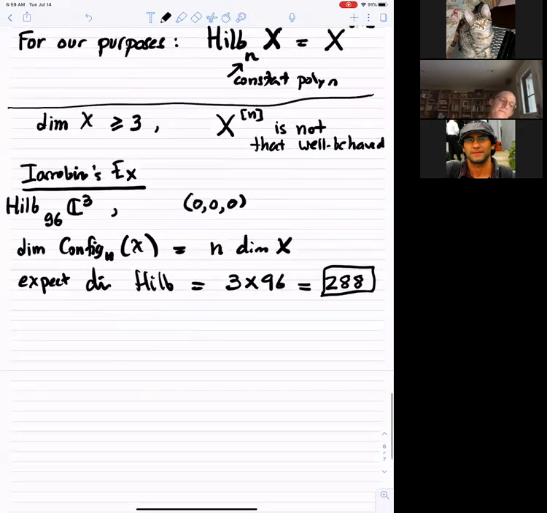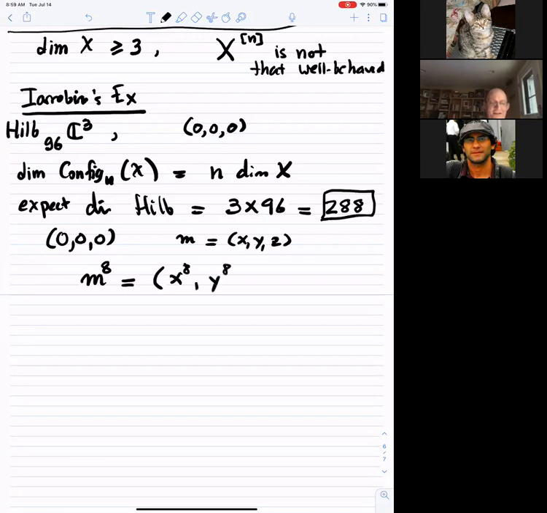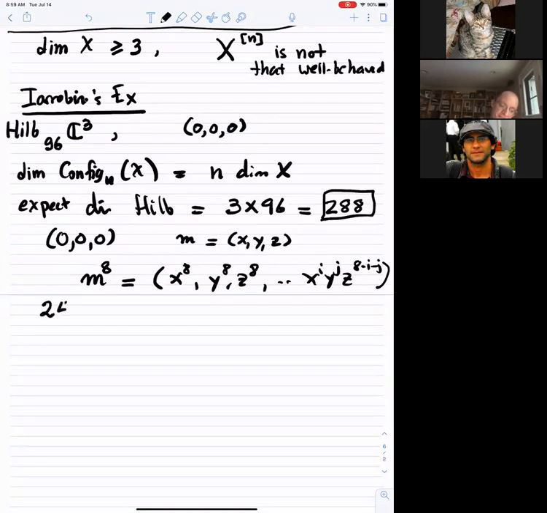All right, but now let's see. Let me give you some ideals with a given Hilbert polynomial. Let's take the origin. We have the maximal ideal at the origin, generated by x, y, z, okay? Now let me take the 8th power of the maximal ideal. That's generated by things like x^8, y^8, z^8, and more generally x^i y^j z^(8-i-j), okay?